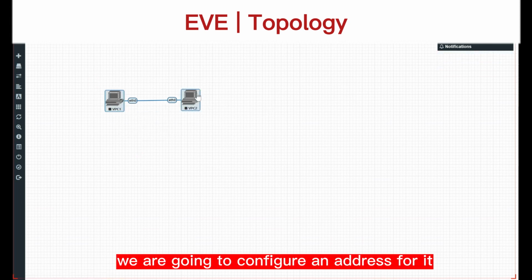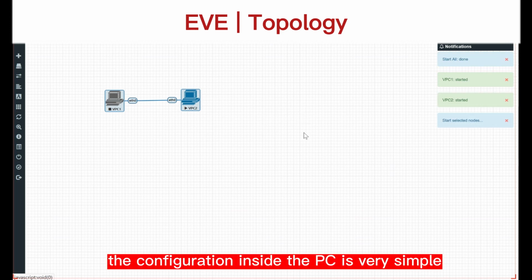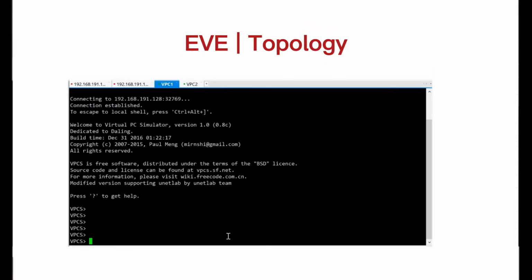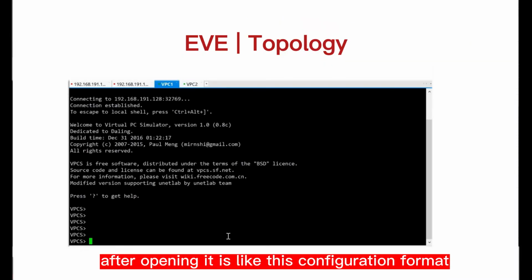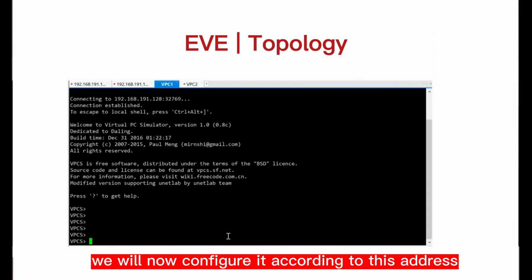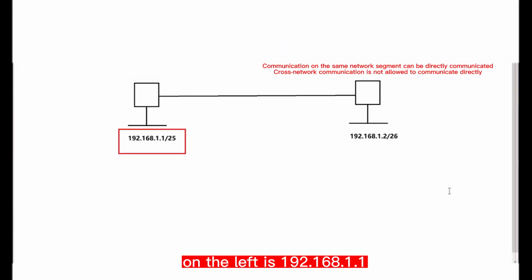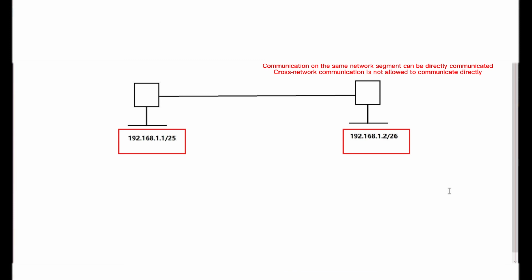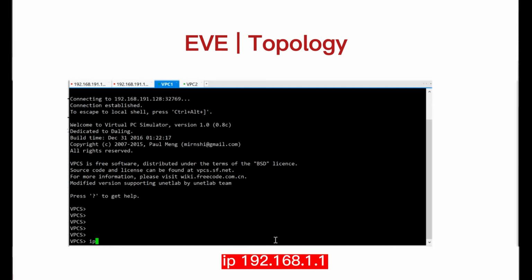We are going to configure an address for it. The configuration inside the PC is very simple. Click to open it. After opening it is like this configuration format. It also requires you to control the PC through the command line. We will now configure it according to this address. On the left is 192.168.1.1, 25-bit mask. On the right is 192.168.1.2, 26-bit mask.